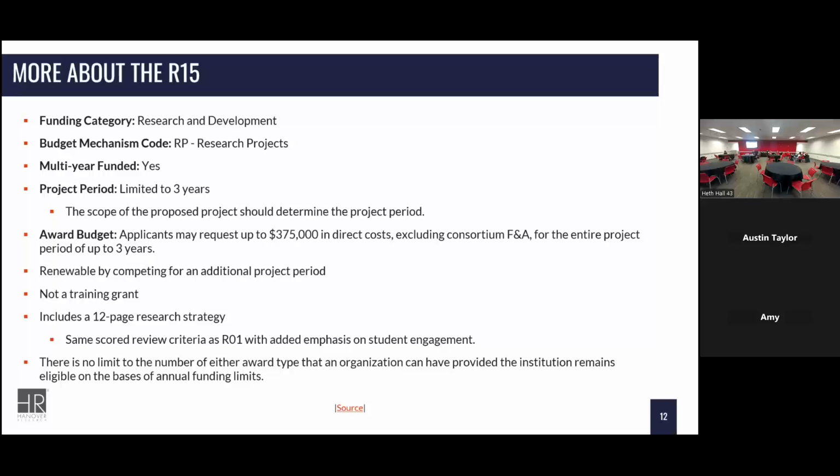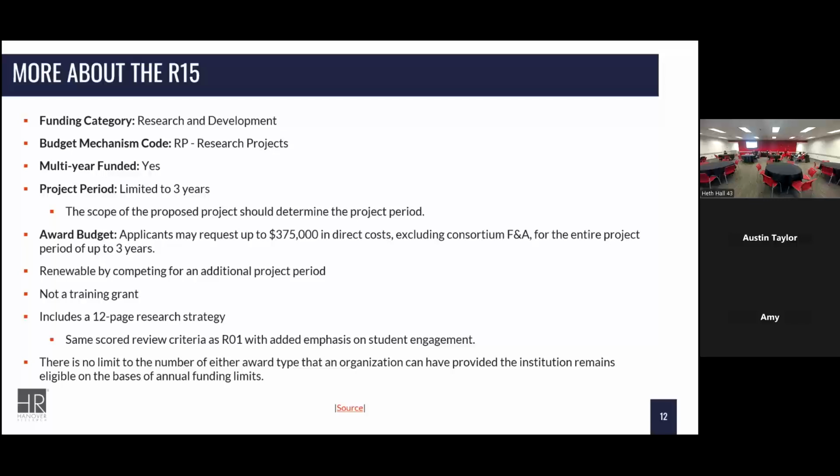The R15 follows the typical 12-page research strategy in addition to some supplemental documents as an R01. So we're going to look at that a little bit more closely. But that research strategy, yes, you're referencing the science, but you're also talking about the student engagement piece. You're describing that very well. You're describing it with intentionality, how you're going to mentor, what the communication is going to be like, how many lab meetings there are going to be, what's going to be the students' roles during lab meetings. Students are going to be traveling to conferences. You have to talk about all that in that 12-page research strategy, in addition to the science.